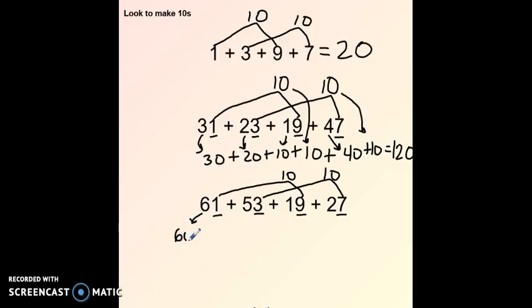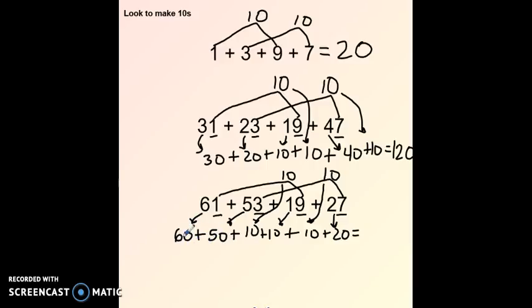So here we have 60 plus 50 plus this 10 up here plus this 10 plus this 10 plus the 20. And now let's add it up.